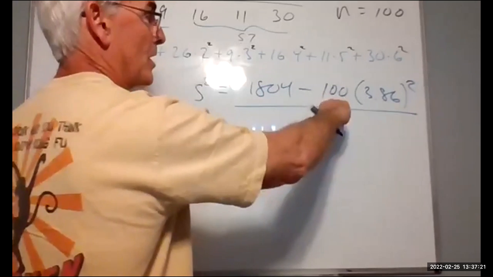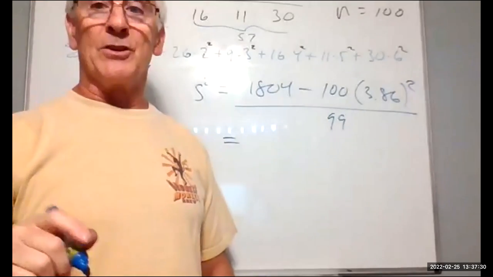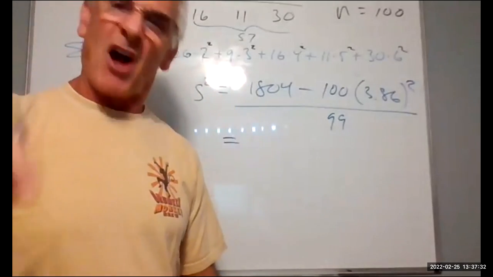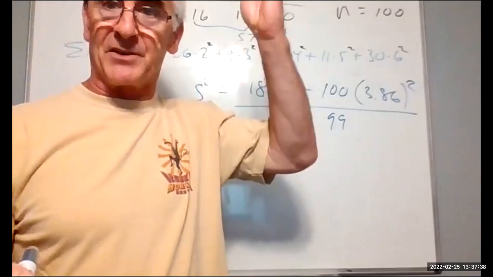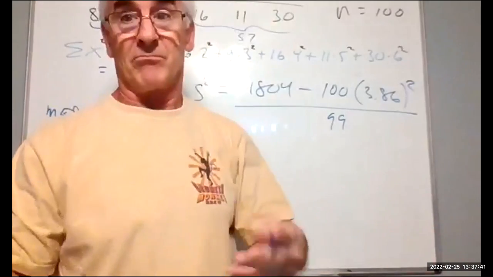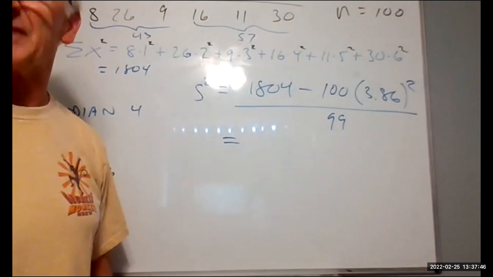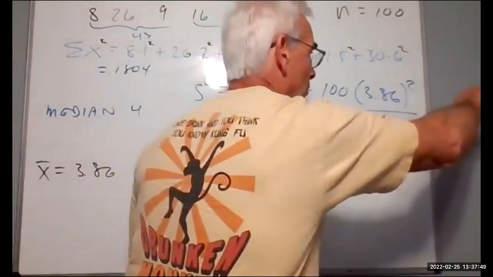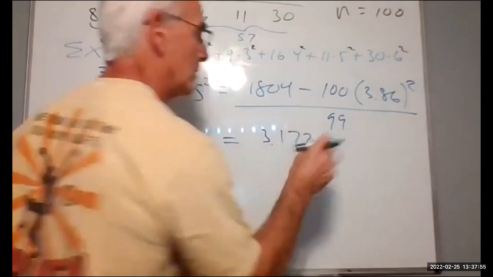Can you speak what you're punching in the calculator? Yeah, 1804 minus 100 times, enter 3.86 and then hit your squared button. Okay. Thank you. By the way, don't do 3.86 times 3.86. Good. You have a squared button, because what if you were doing a calculation where you had to raise it to a higher power? You don't want to keep re-entering. You just use the exponent key. Then you probably have a key that says x squared, which just makes it a little bit easier. I would suggest total the top and then divide it by 99. And so we said it's roughly 3.172 forever and ever and ever.